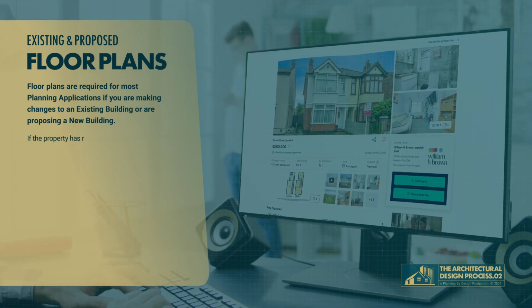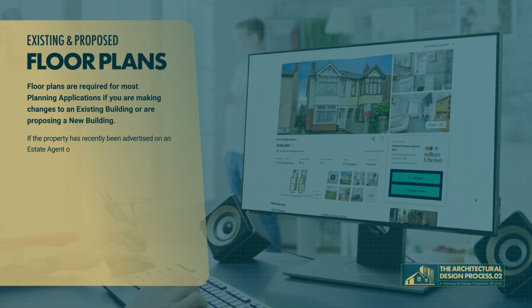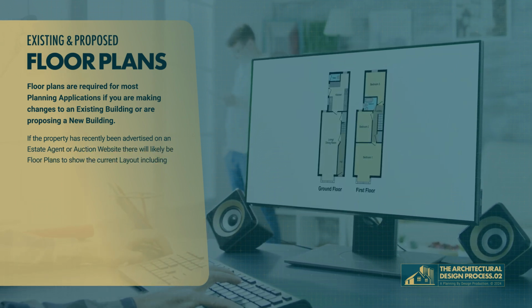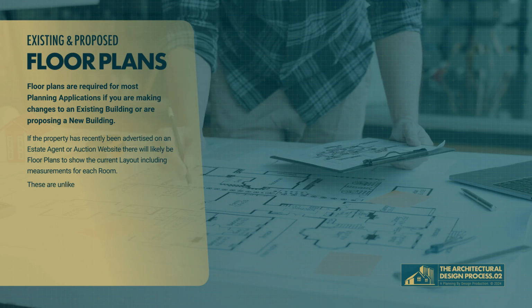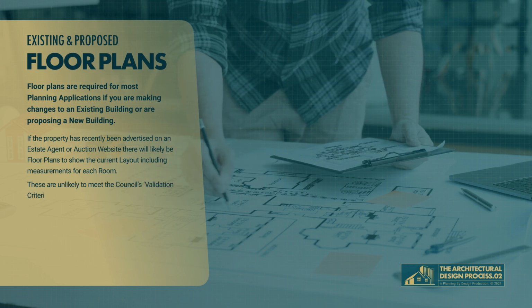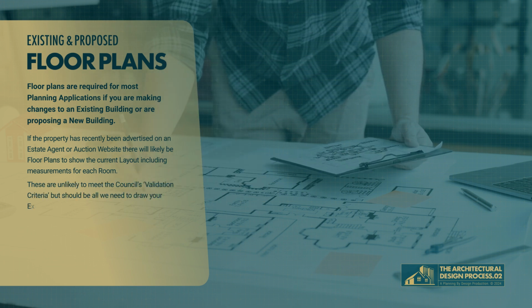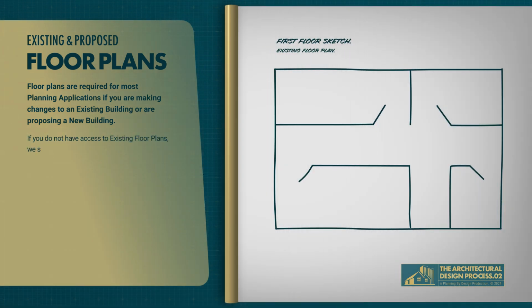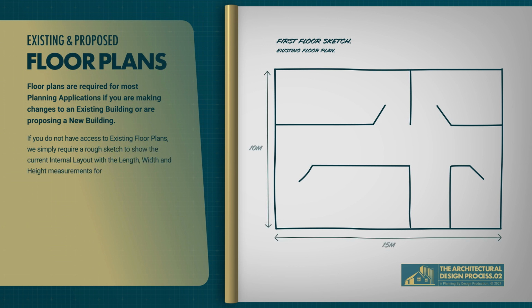If the property has recently been advertised on an estate agent or auction website, there will likely be floor plans to show the current layout including measurements for each room. These are unlikely to meet the council's validation criteria, but should be all we need to draw your existing floor plans with accurate measurements. If you do not have access to existing floor plans, we simply require a rough sketch to show the current internal layout with the length, width and height measurements for each room.